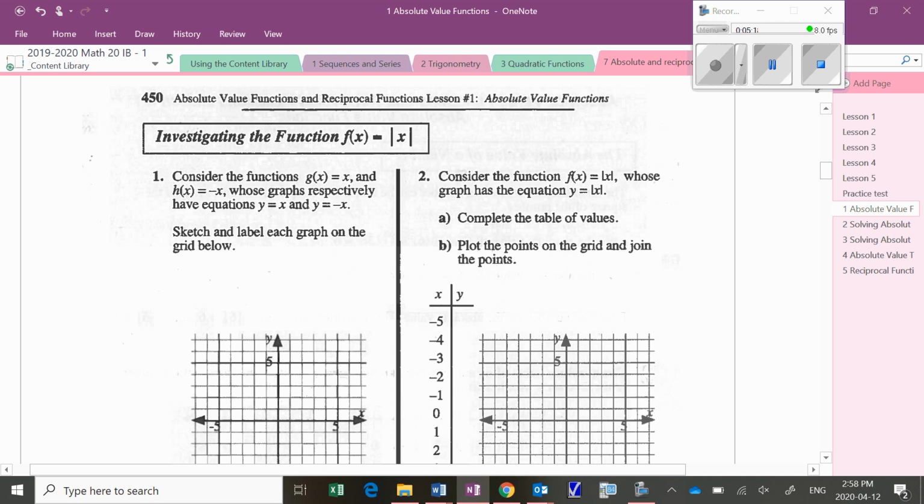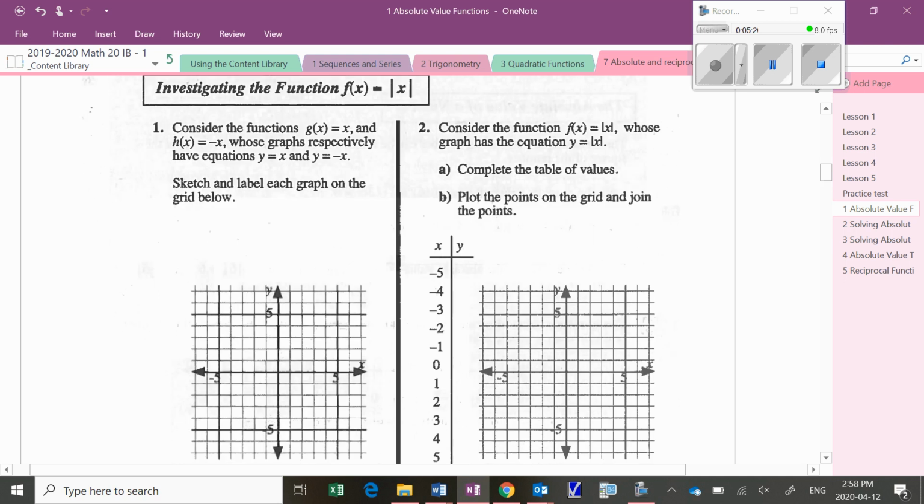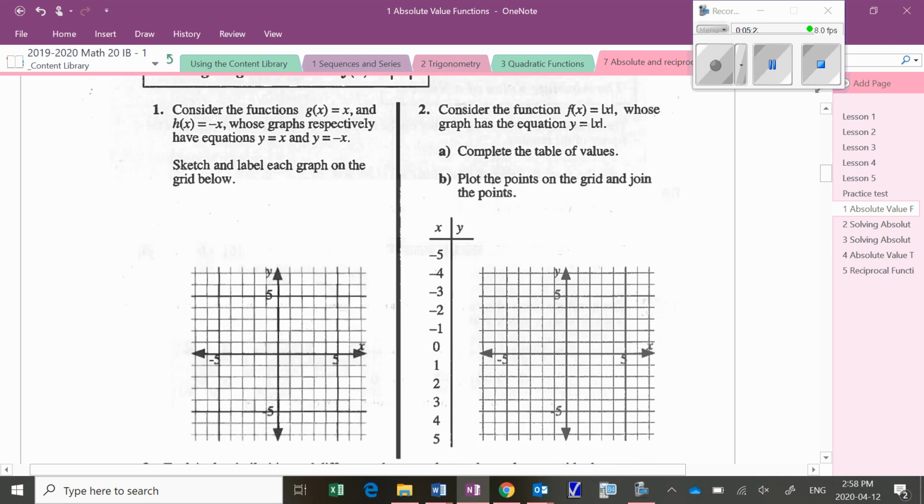functions. So we'll start with a linear function. So let's look at the left side here. So number one, considering the functions g of x is equal to x and h of x is equal to negative x, whose graphs respectively, the equation, so remember g of x is just kind of like saying y equals. So it's like having y equals x, and also for h of x equal to negative x, so y equals negative x. So in terms of graphing, we know slope is 1, y-intercept is, of course, 0.